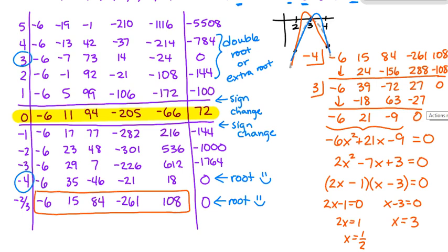Okay, that same thing is true if it goes positive, 0, positive. So if you ever see negative, 0, negative, or positive, 0, positive, you can expect either a double root or an extra root in there.